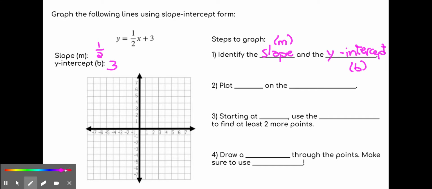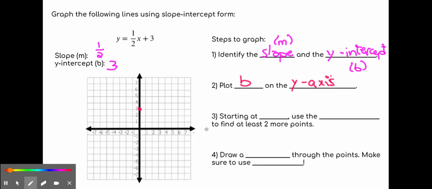The next thing we do is we plot b, that's the y-intercept, on the y-axis. We've done this. This is like the initial value, right? We plot b on the y-axis. So we take this 3, we go up 3, and we put a dot on the y-axis. That's our y-intercept. Okay? So we have 1 point, but to get a line, we need at least 2 points. And Miss Gibbs likes to have 3 points.